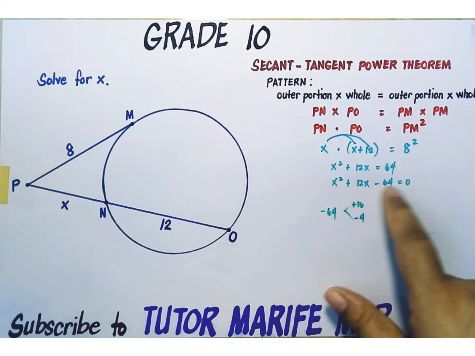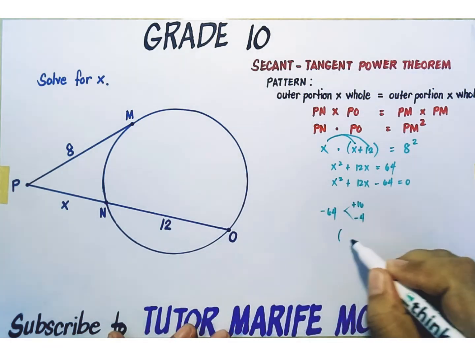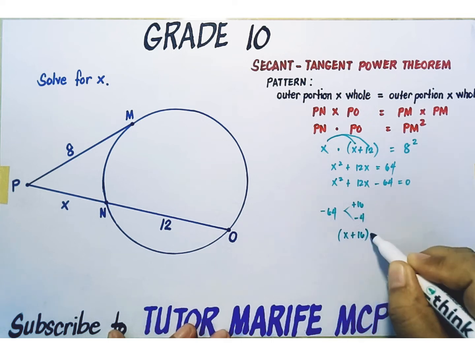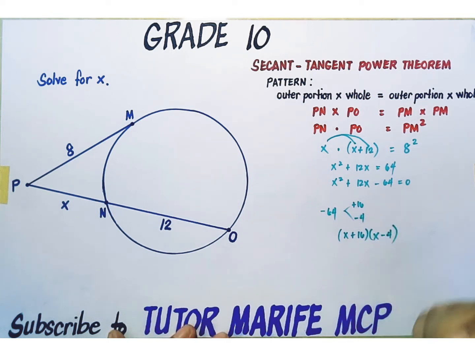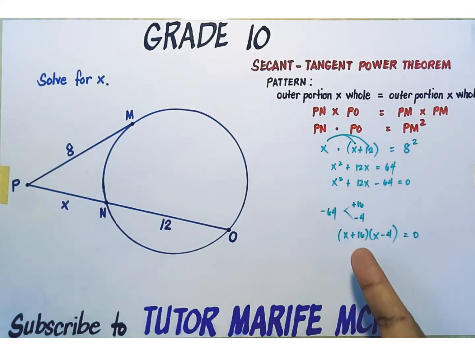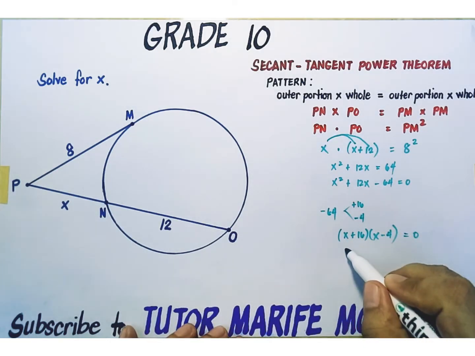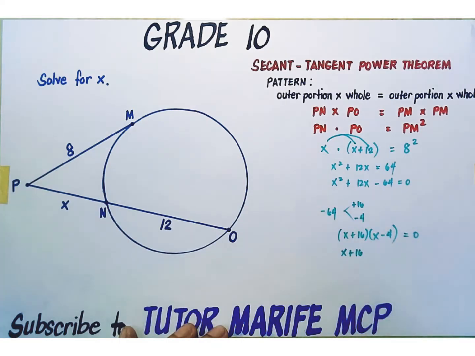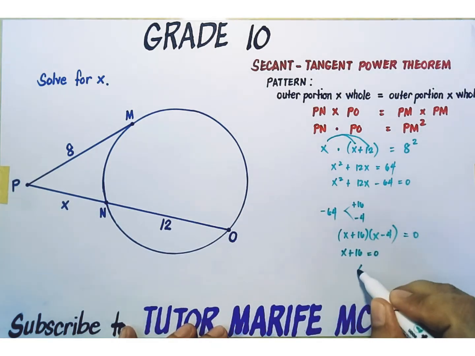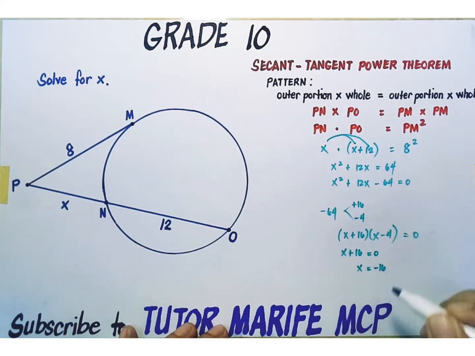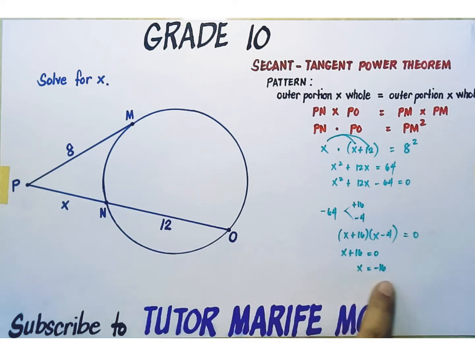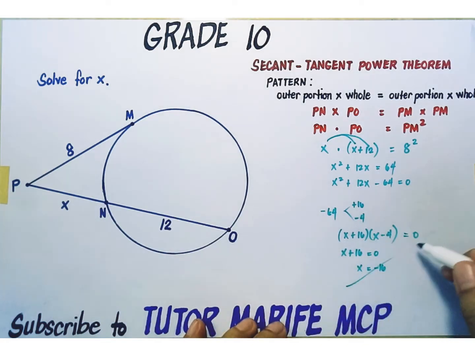Therefore, the factored form of our left side is x plus 16 times x minus 4. Let's equate the factors to 0. And by zero product principle, we can equate each factor to 0 and then solve for x. First factor is x plus 16. Set to 0 and solve for x. X is equal to negative 16. But we are solving for length. Length cannot be negative, so we discard this solution.